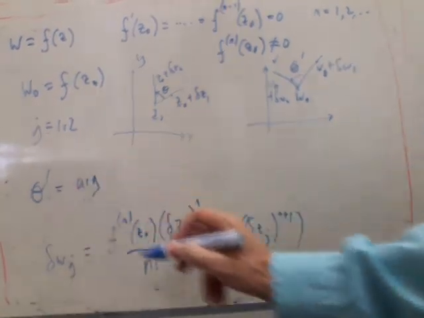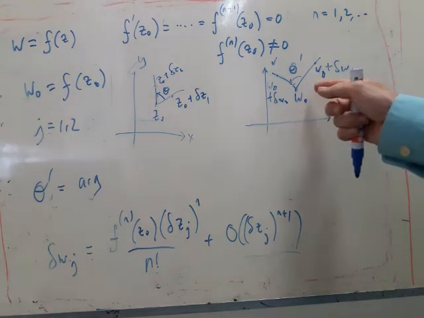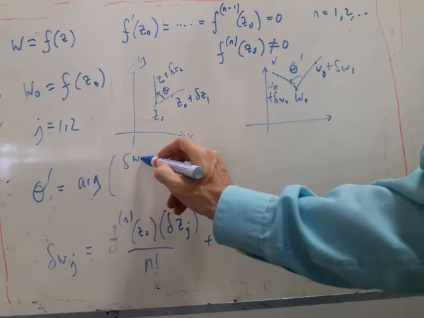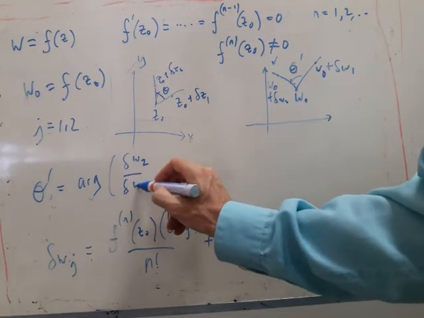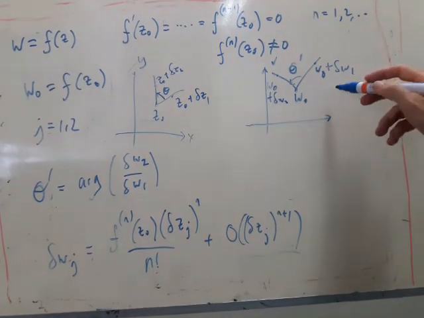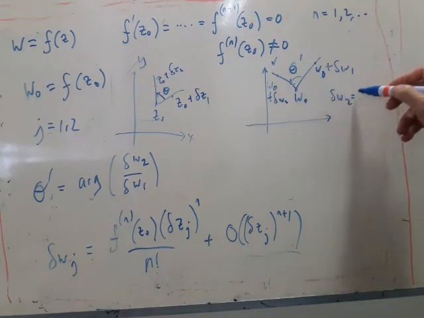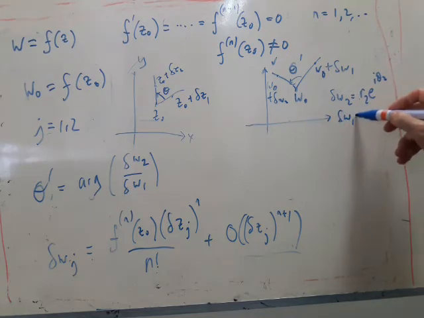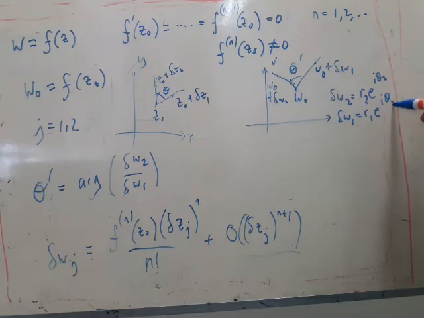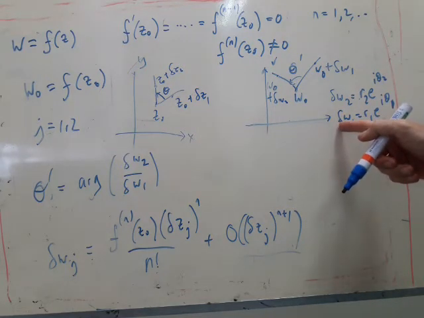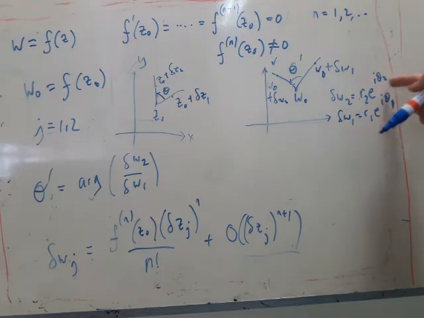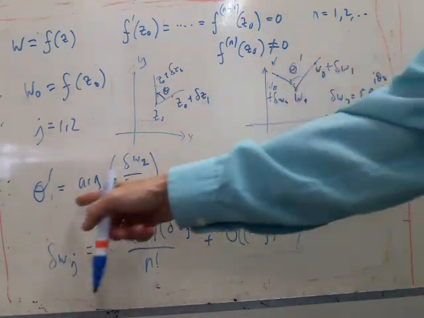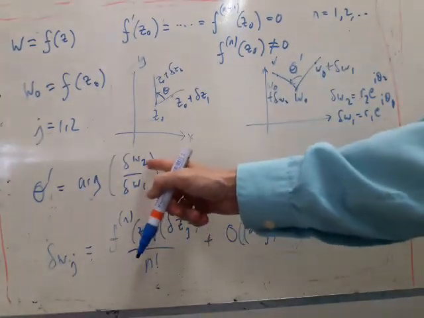So theta dashed is the argument, well, the simplest way is actually just to do the argument of delta w2 divided by delta w1. If you remember, this is the case because delta w2 we can write as, let's call it r2 times e to the i theta 2, and delta w1 is r1 times e to the i theta 1. When I divide those two things, the argument of the thing I get is theta 2 minus theta 1, which is what I'm trying to find. So I'm going to get theta dashed from the argument of delta w2 divided by delta w1.